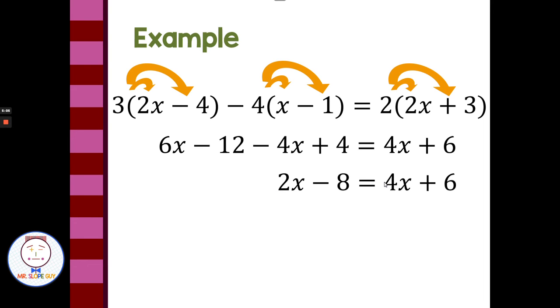I have 2x on this side, 4x on this side. I like to work with the smaller, so I would subtract 2x from each side. Give me -8 equals 2x plus 6. Subtract 6 from each side and divide by 2.